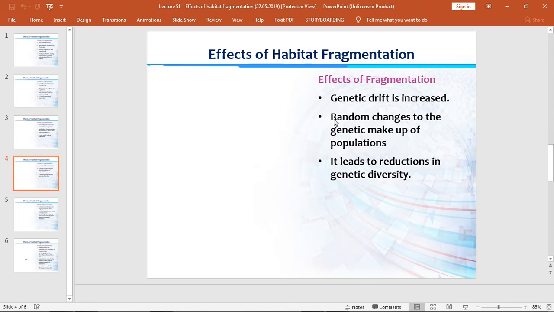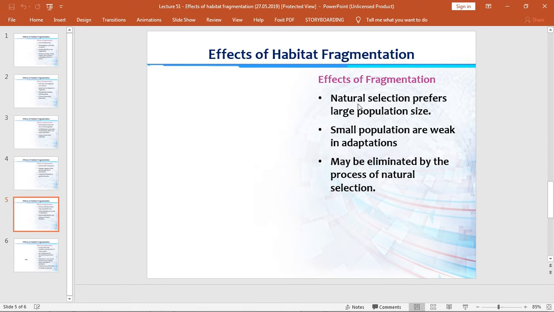Genetic drift is increased. Random changes to the genetic makeup of populations. It leads to reductions in genetic diversity. Natural selection prefers large population size. Small populations are weak and adaptations may be eliminated by the process of natural selection.